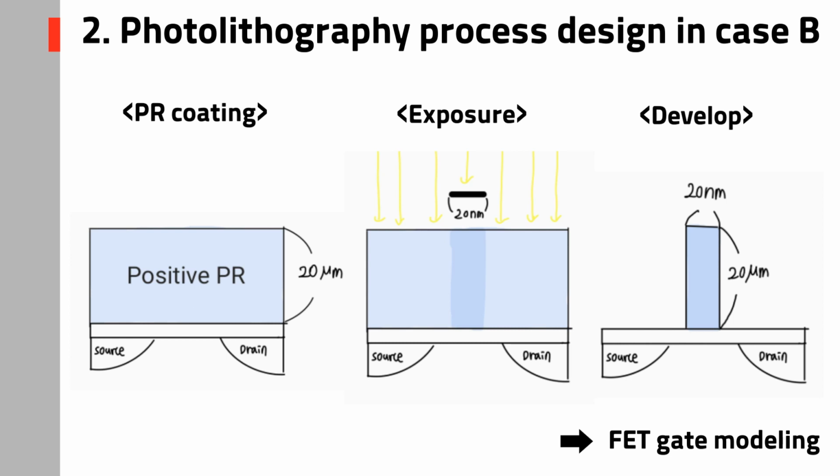Subsequently, in the photolithography process, the choice of projection was made for the same reason outlined in case A, to mitigate mask loss and contamination. Finally, following the development process, the FET gate is successfully created.